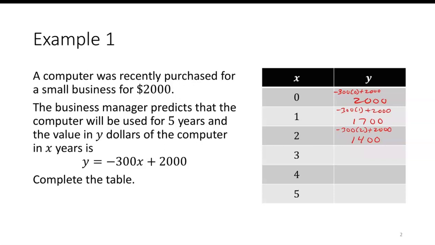And then you can see that this is an arithmetic sequence. So 2,000, 1,700, 1,400, 1,100, 800, 500. So after 5 years, the computer would be worth $500.